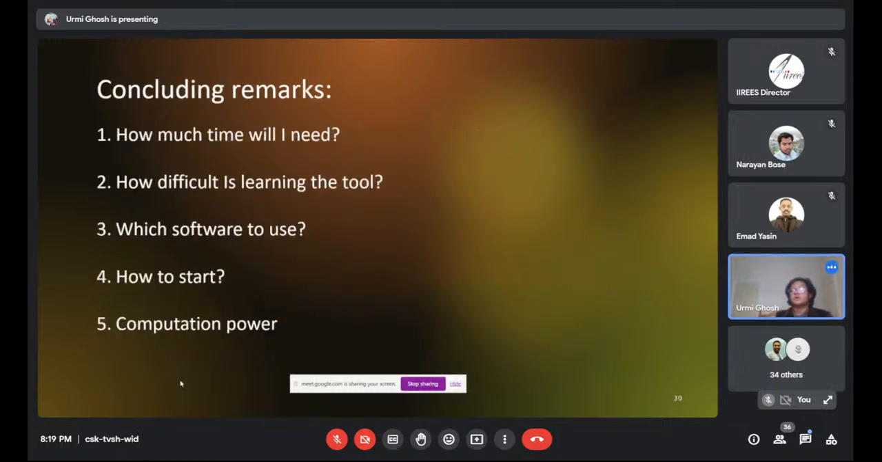And so as concluding remarks, I would think that a person who is starting with machine learning in geochemistry would have these kinds of questions. How much time do we need to do this, because it's an entirely different thing which one might not have been doing till now? How difficult is learning the tools, what software to use, how to start, and what kind of computation power you might require? So I'll try to give a little idea.